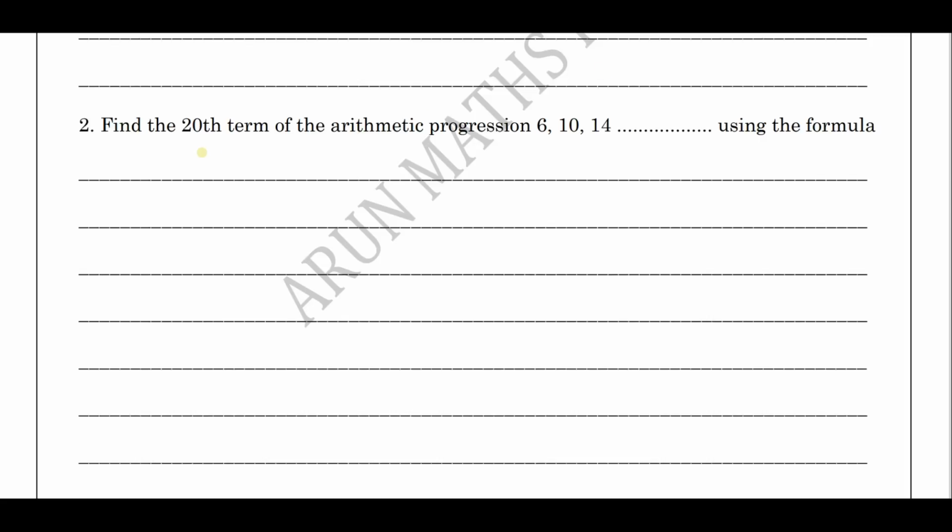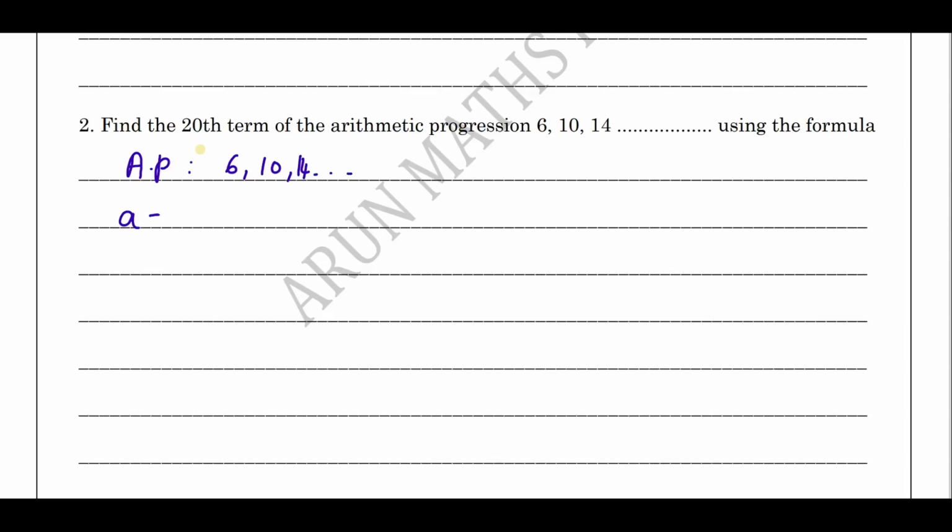Dear students, all these questions are very important. Definitely the concept you can expect for the exam. They can change the numbers, but the concept will be the same. Find the 20th term of the arithmetic progression 6, 10, 14 using the formula. Here again the given AP is what? Given AP is 6, 10, 14 and so on.